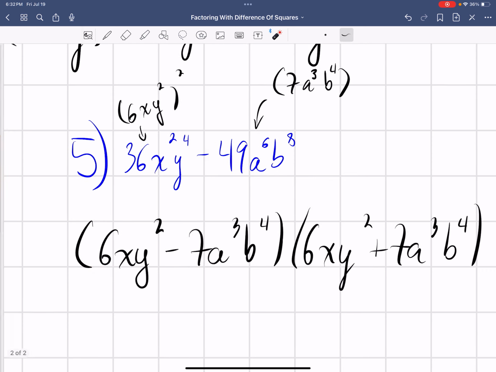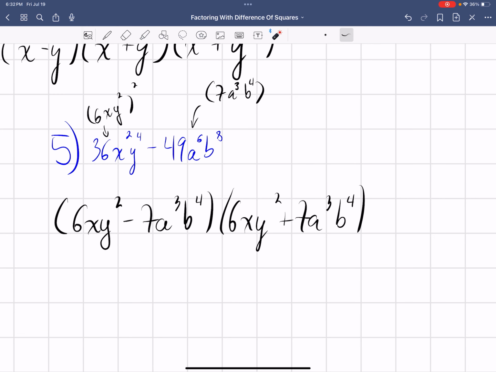So there you have it. That is how you factor using the difference of squares pattern.